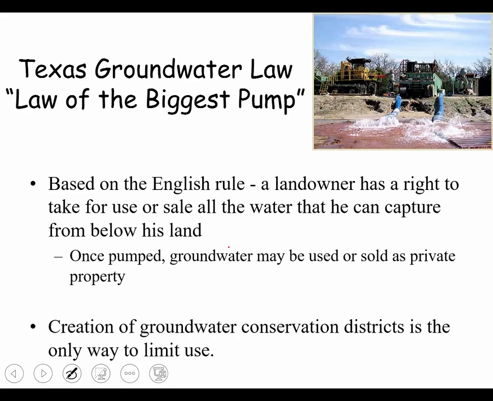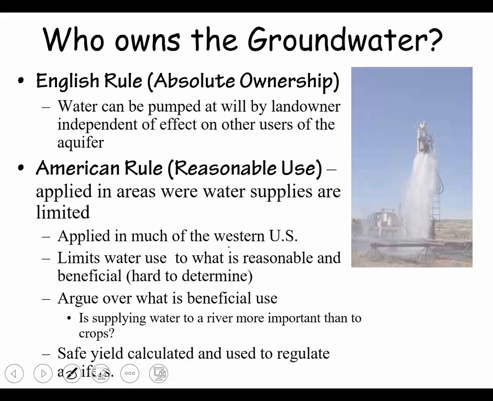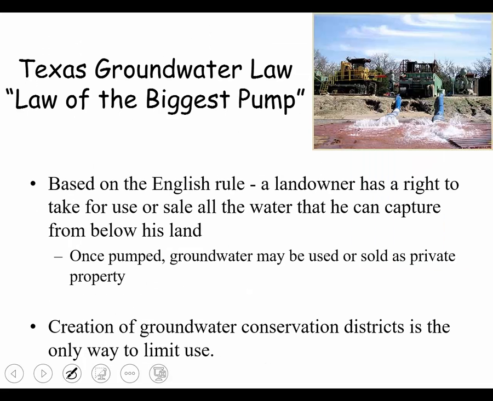In Texas, we're always a little strange; we range from being really dry to really wet. So you could argue that we should use the English rule in the eastern part of Texas and the western rule in the western part, but instead we use something that's more based on the English rule. And we actually call it the law of the biggest pump. Basically it says that whoever has the biggest pump can pump the most water. And so that is essentially a version of the English rule. And then once you pump it out, you can sell it, and it's all yours, even if it came from beneath your neighbor's land. Okay.